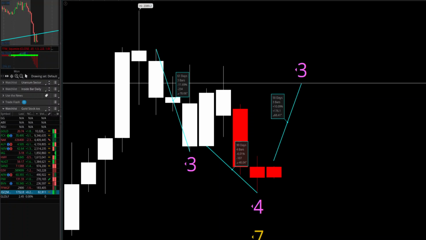Hey guys, today is April the 5th of 2021, and I wanted to go over the gold market, gold futures or gold GLD, using double Egan price and time technical analysis. Let's get right into it.